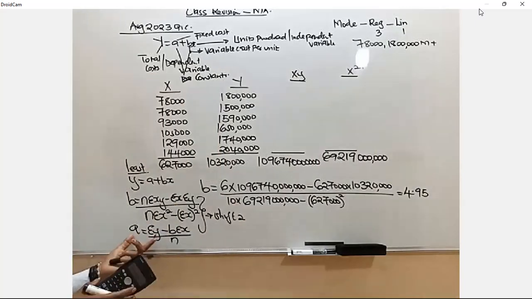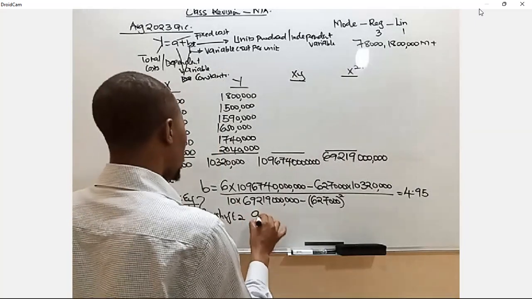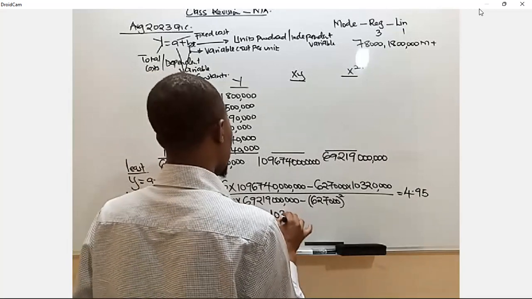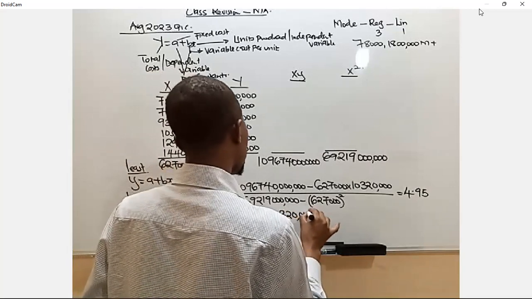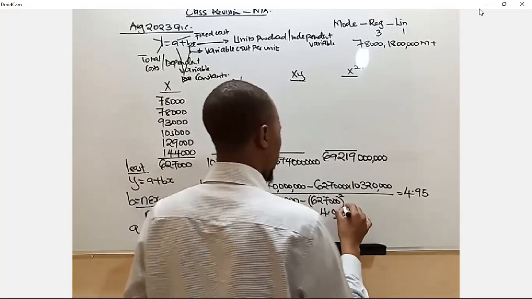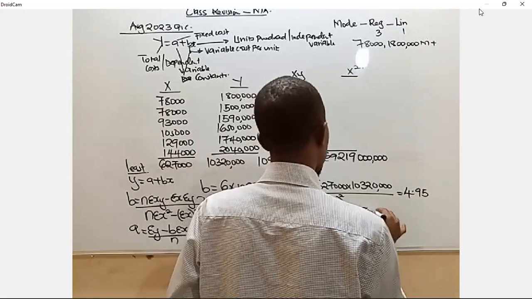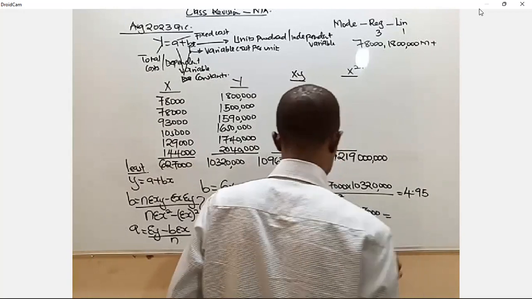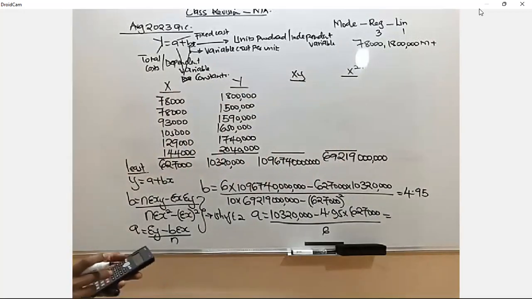Then you get the summation of n. To get the value of a, we take the summation of y, 10,320,000, minus 4.95 times the summation of x, 627,000. You divide it by 6. So how much is this?